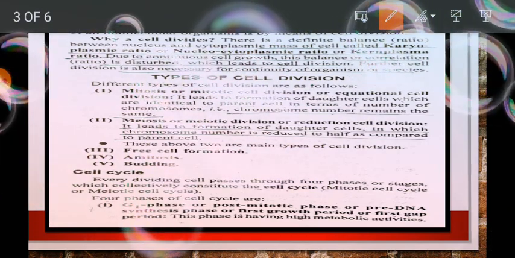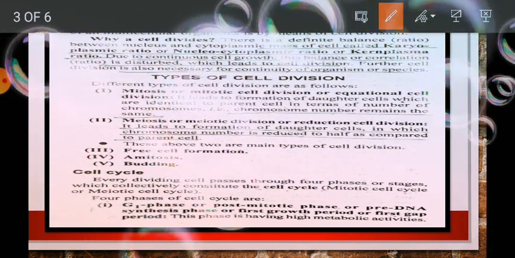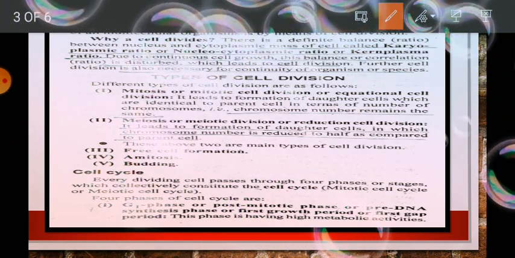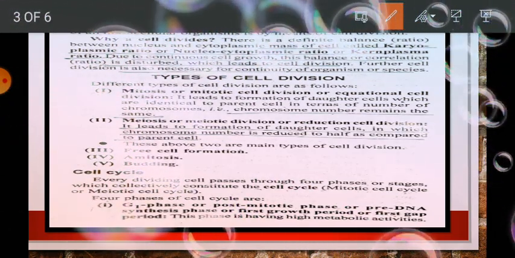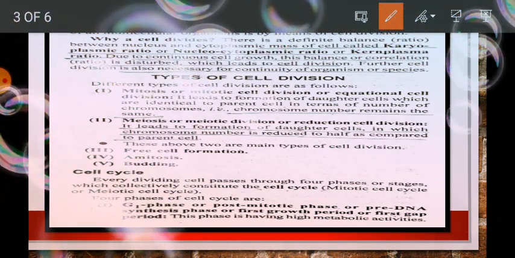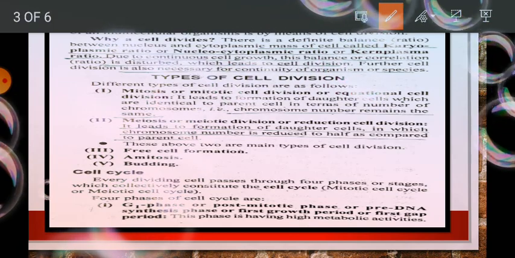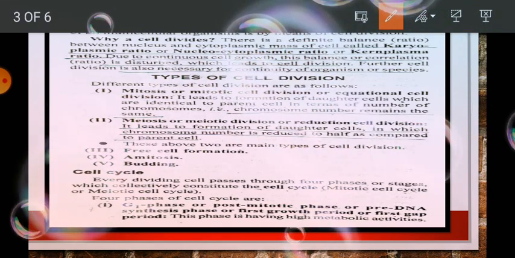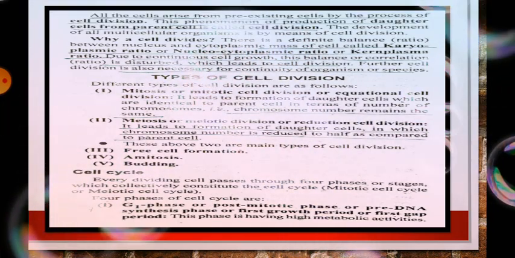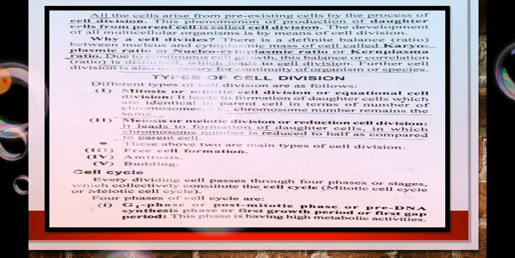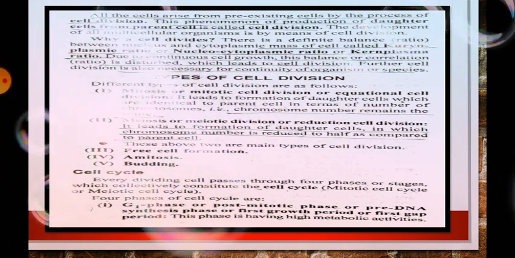The G1 phase has high metabolic activities. What is synthesized in the G1 phase, or what is the function of the G1 phase, or what do the cells undergo in the G1 phase? Actually, what occurs in the G1 phase? Let's come to it, because this phase has high metabolic activities.